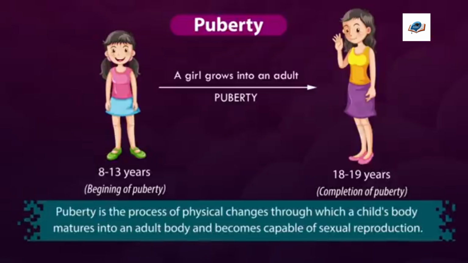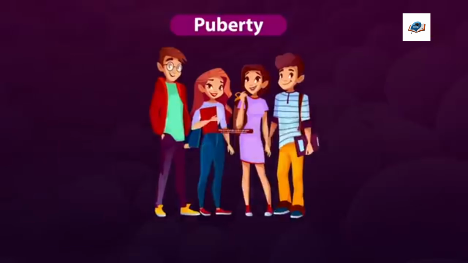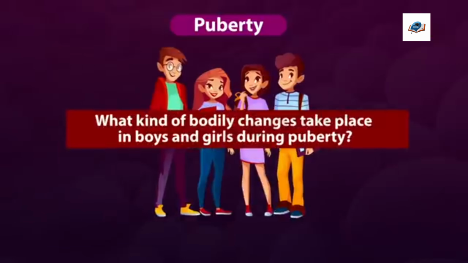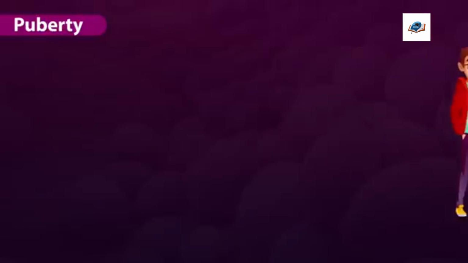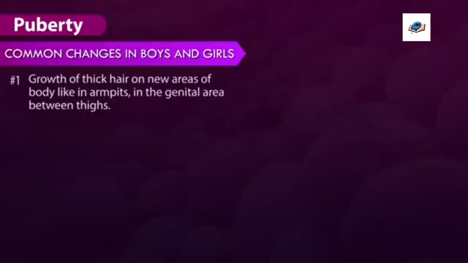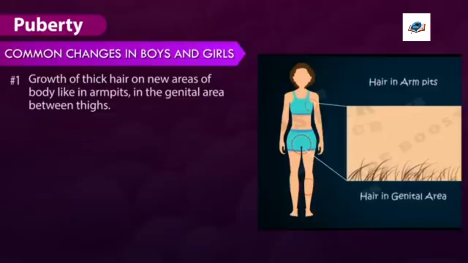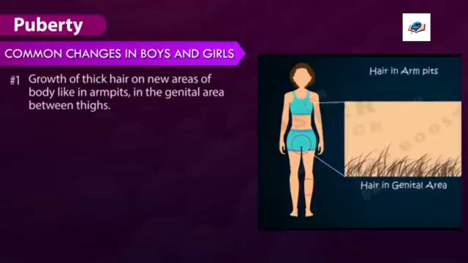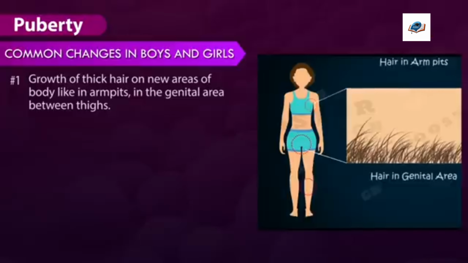Puberty is the process of physical changes through which a child's body matures into an adult's body and becomes capable of sexual reproduction. Now let us see what kind of changes take place in the bodies of boys and girls during puberty. Changes that are common in both boys and girls. 1. Growth of thick hair on new areas of body parts like in armpits and in genital areas between thighs.